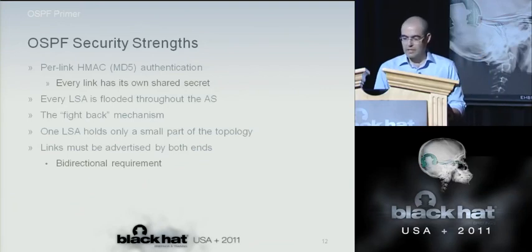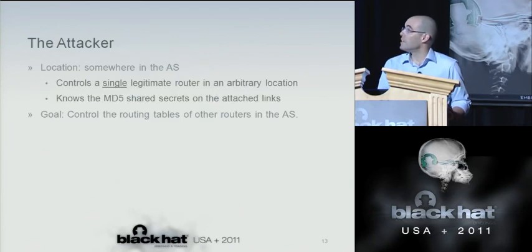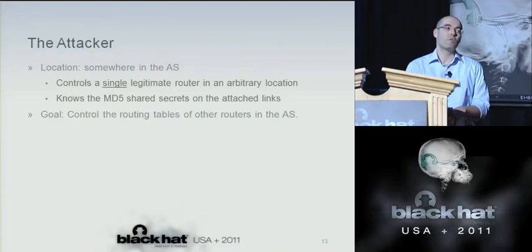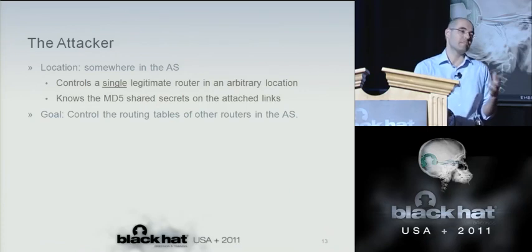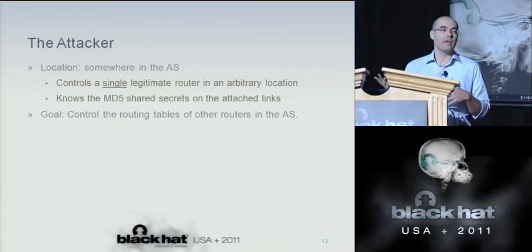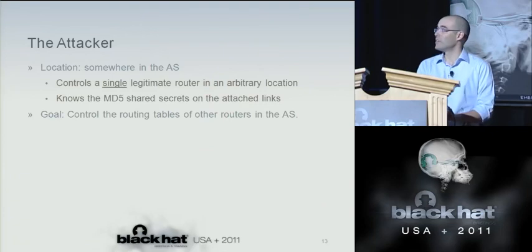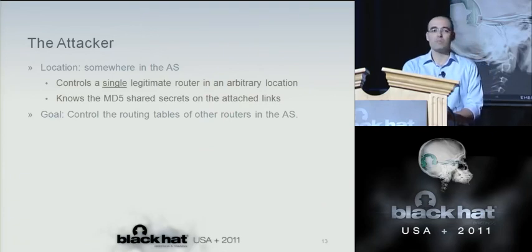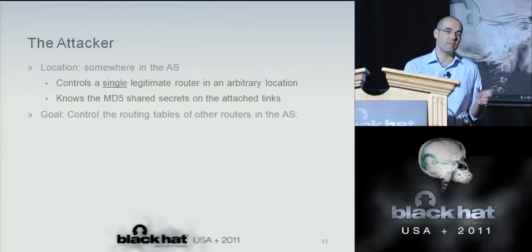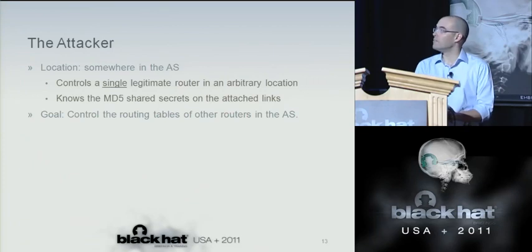Okay, so these were the security strengths of OSPF. And let's talk about the attacker. Now, the attacker is assumed to be somewhere in the autonomous system. It doesn't have to be in a certain location, or very central or well connected. We assume that the attacker is somewhere on the autonomous system in an arbitrary location. This means that he knows the MD5 secret of its directly attached links and only them, and not the other shared secrets of all the other links in the autonomous system.